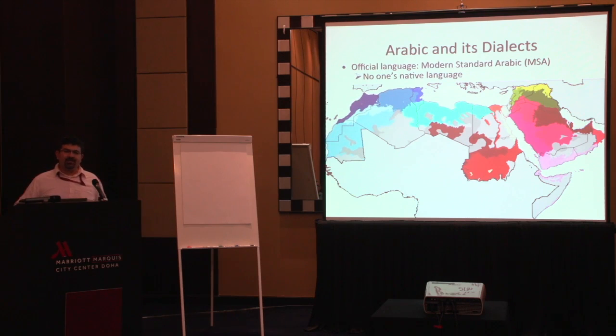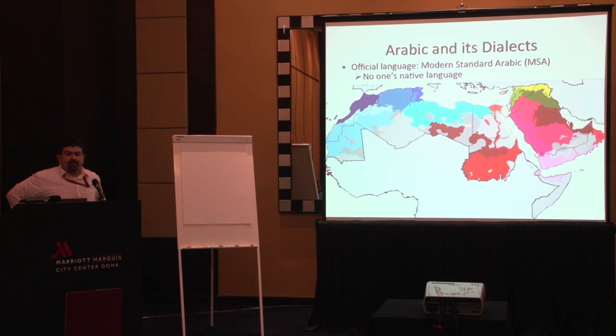So the huge majority of kids in the Arab world do not grow up in homes where standard Arabic, like the one used to read the news on Al Jazeera, is used. They go and learn this when they go to first grade or kindergarten. They may start learning it, but that's really not the language that they speak at home, and they have to learn this as a second language.